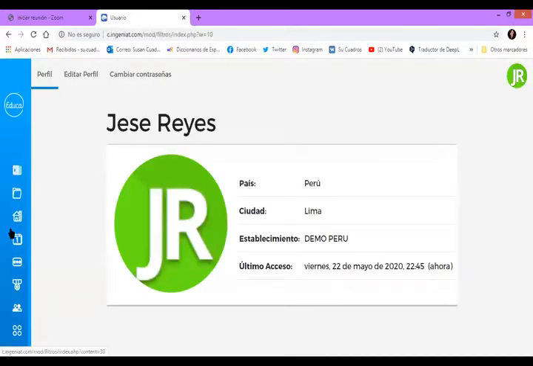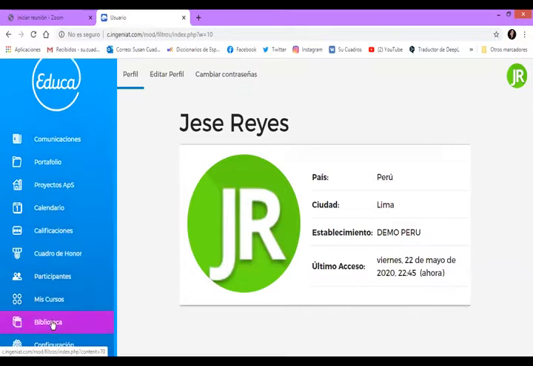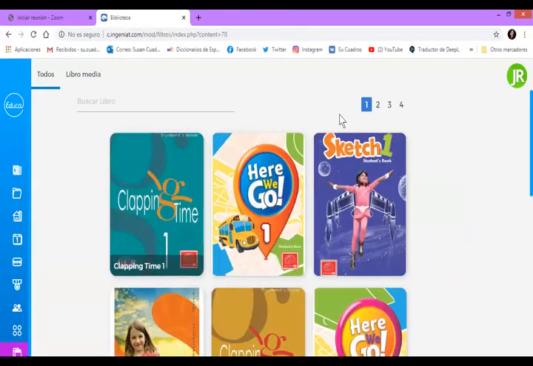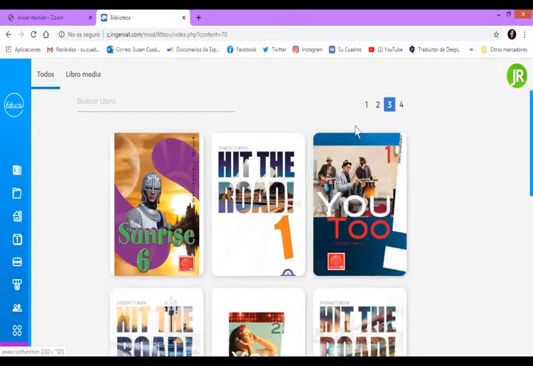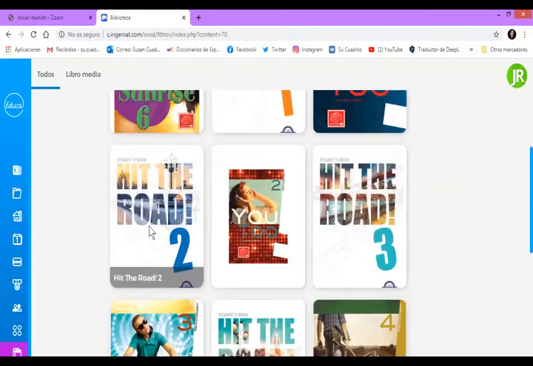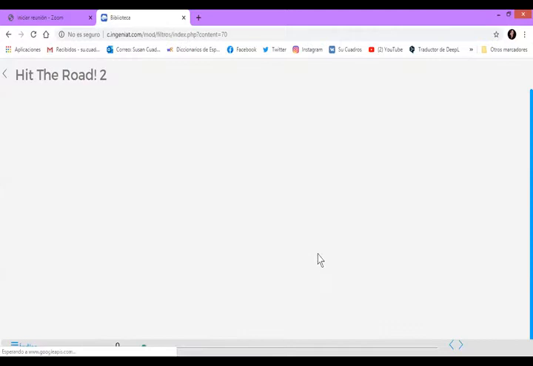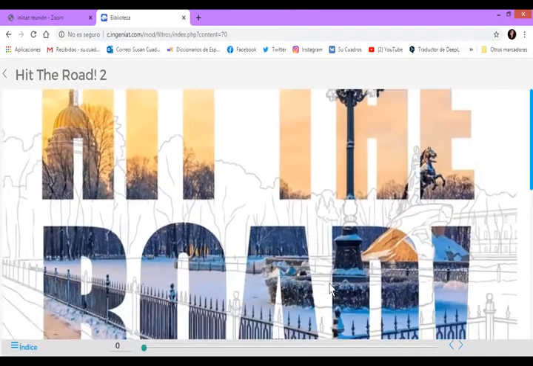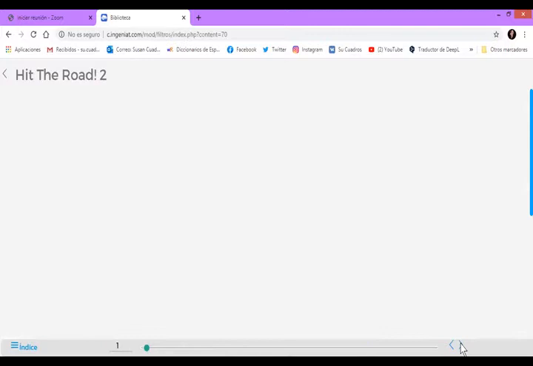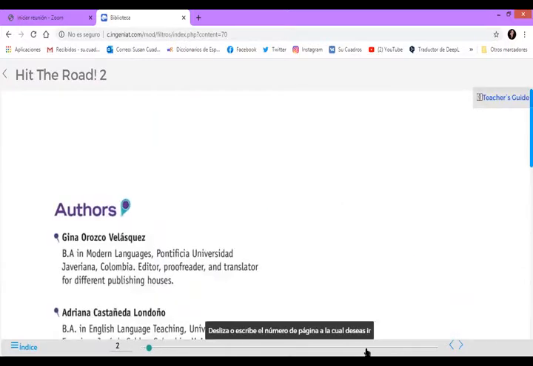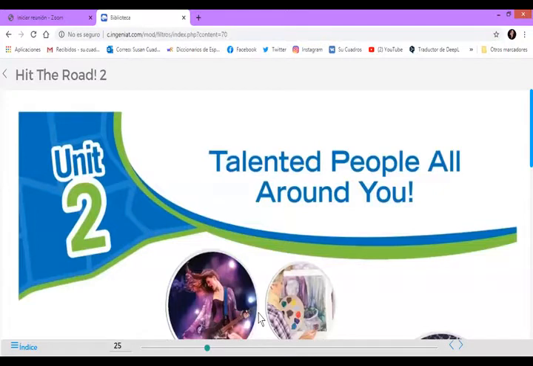After that, you have to go to the library. Here in the library, you have to be sure to check your book, of course. In this case, we're going to check Hit the Road number 2. After that, we're going to the unit we are interested in this lesson. Of course, today's lesson is page number 25. And here we are. This is Unit 2, page 25. The title here is Talented People All Around You.